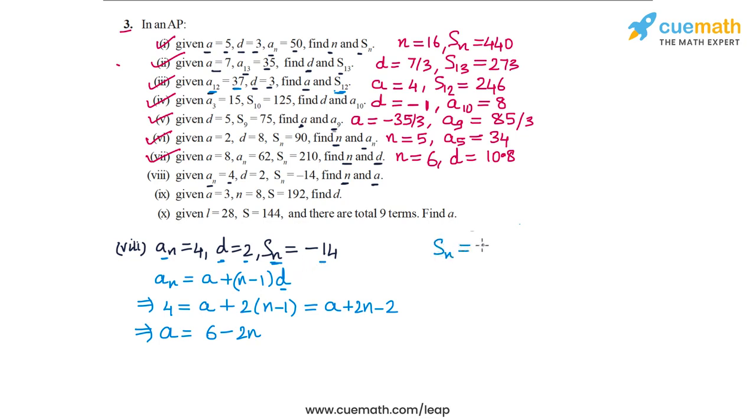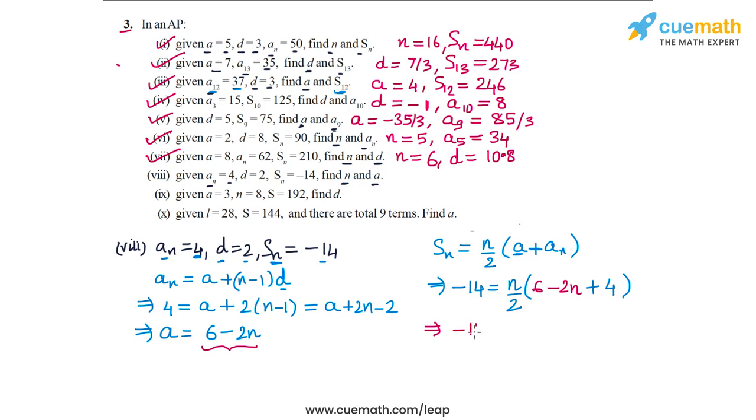So Sn, the relation for Sn is n by 2 times a plus the last term, or the nth term, so a plus an, and let's plug in the values. So minus 14 is equal to n by 2 times a plus an. Now an's value is known, an is equal to 4, but instead of a, we can substitute this value of a that we've calculated in terms of n. So instead of a, let's write 6 minus 2n, and this will give us an equation in n alone.